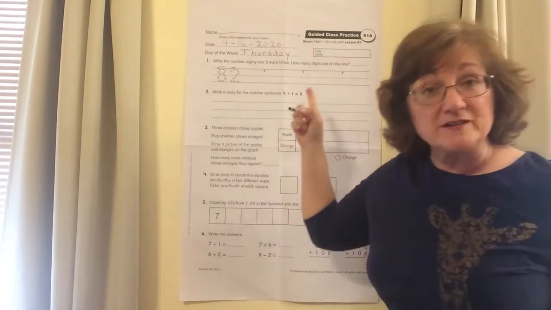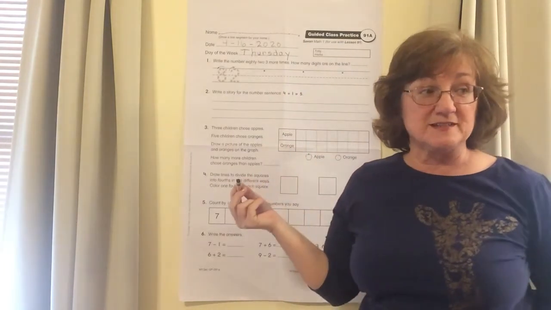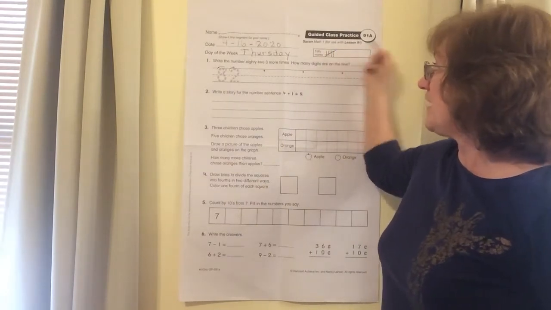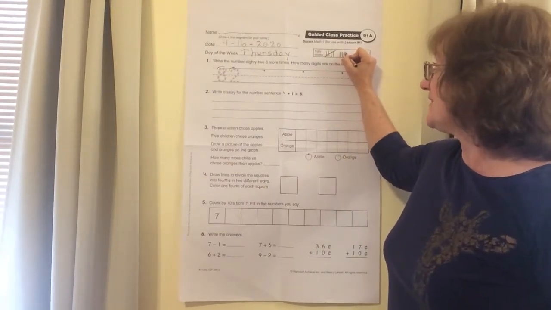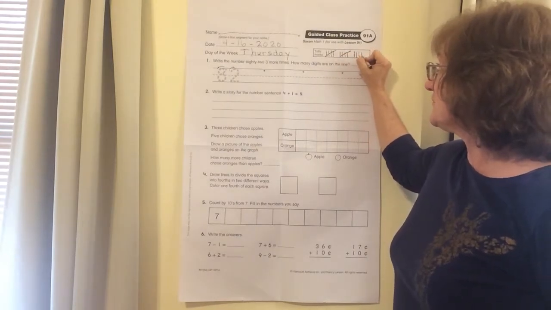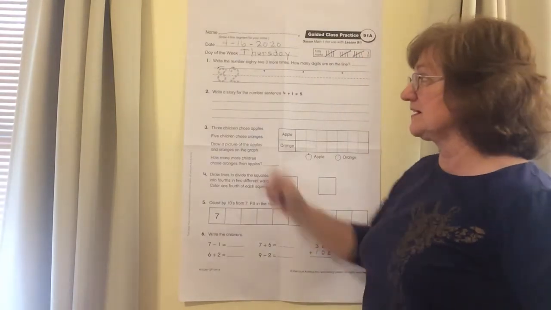All right, let's remember our tally marks. So on the 16th, we're going to make 16 tally marks. 1, 2, 3, 4, 5, 6, 7, 8, 9, 10, 11, 12, 13, 14, 15, and one more, make 16.